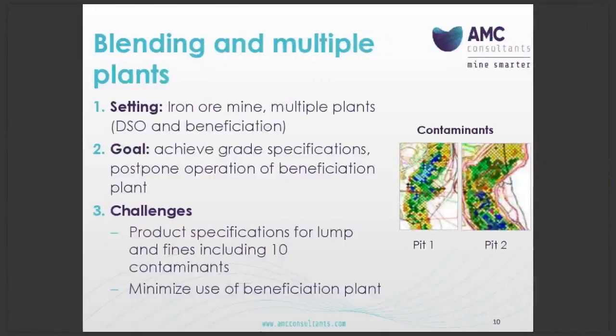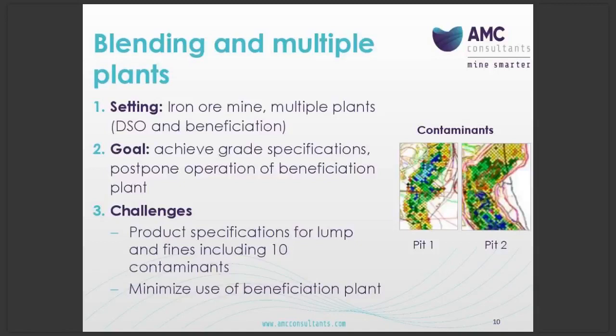So in our second case study, we're looking at blending and multiple plants. And here we've used strategic optimizers to help us with difficult blending scenarios and having to feed ore to multiple plants at the same time. So we were looking at an iron ore operation with two deposits, like pit 1 and pit 2. And the goal here was to optimize NPV while producing 2 products to grade specification and postpone the operation of a washing plant or beneficiation plant for as long as possible.